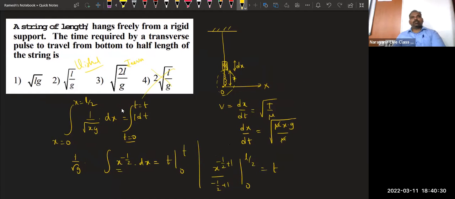You want to say anything? That is 2 into under root of x, and that integration value.